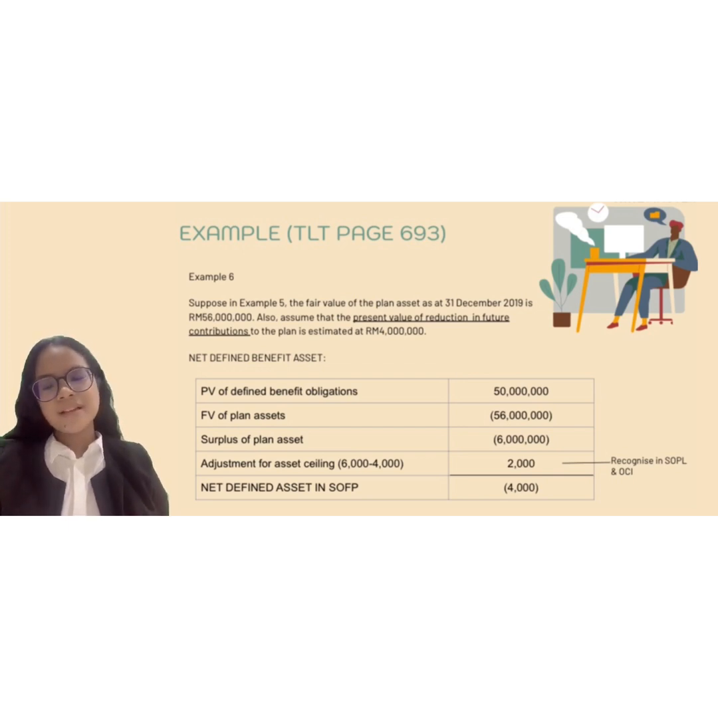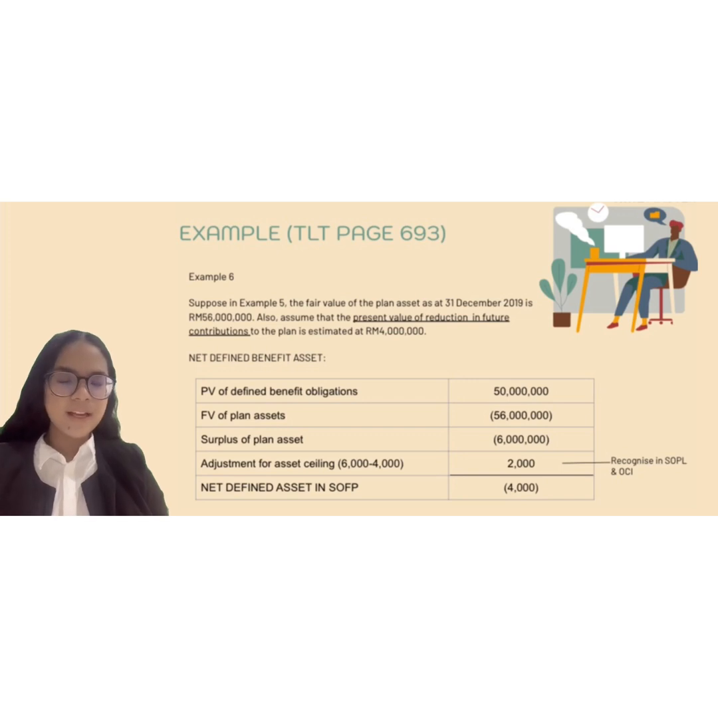Suppose in Example 5, the fair value of the plan asset as at 31st December 2019 is RM56 million. Also assume that the present value of reduction in future contribution to the plan is estimated at RM4 million. Therefore, you can see that the net defined benefit asset is 6 million at first. However, because there is a difference with the asset ceiling amounting to 2 million, the surplus has to be adjusted, and the 2 million is recognized in the statement of profit or loss and other comprehensive income, and the amount recognized in the statement of financial position is only RM4 million.